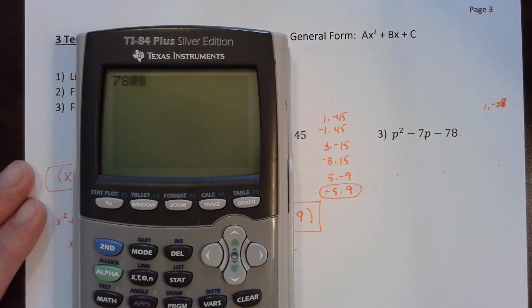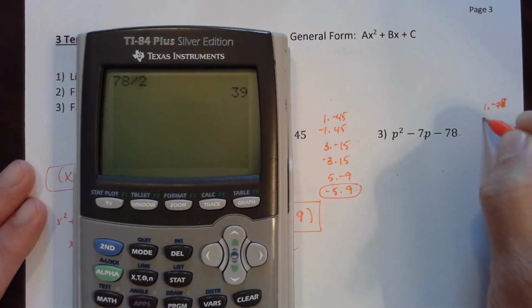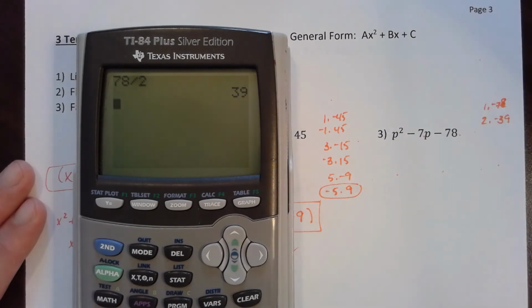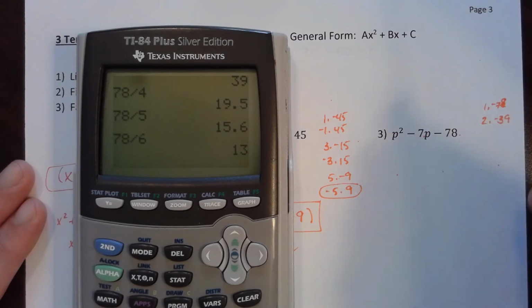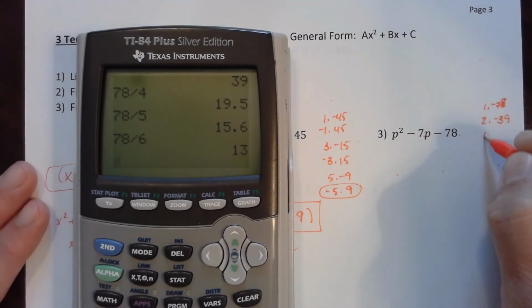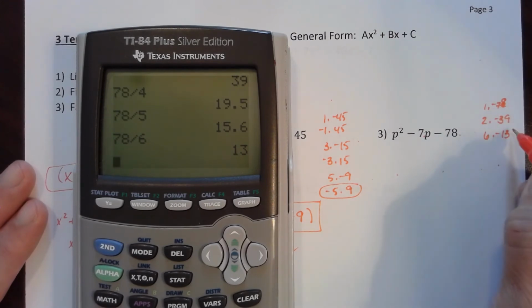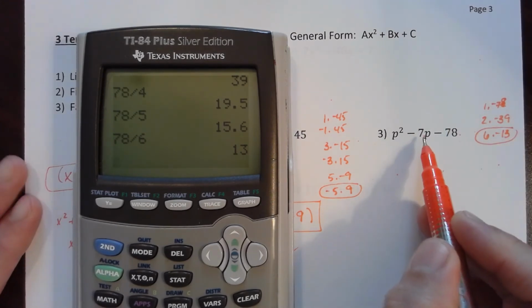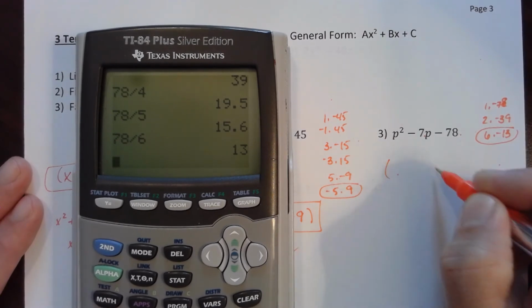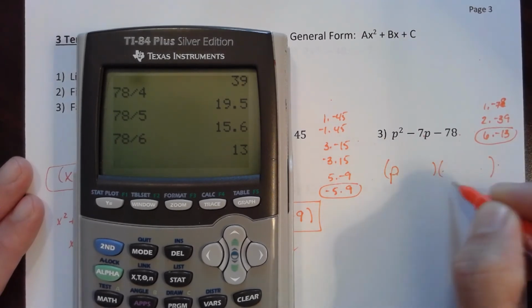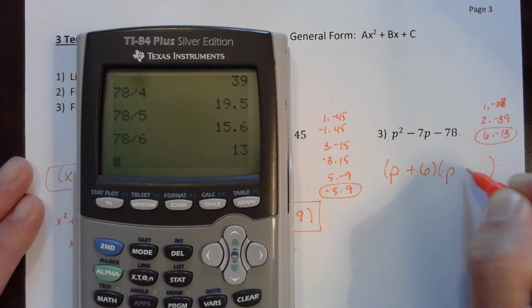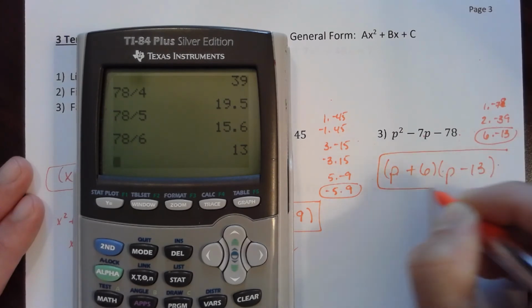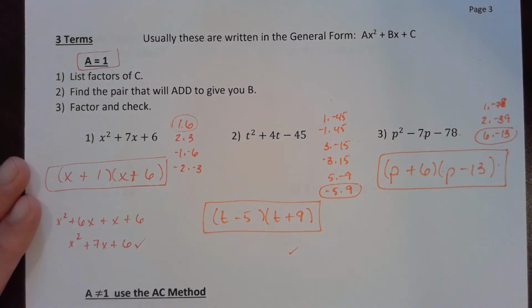So we have 78 divided by 2. So 2 times negative 39. We have 6 times negative 13. We can actually stop, because those two add up to a negative 7. So we put in our variable, our positive 6, and our negative 13. This one can be checked the same way as all of those other ones were checked.